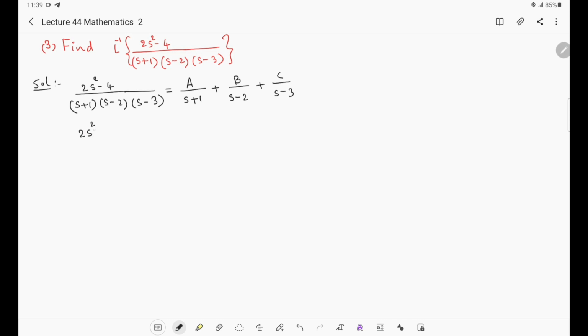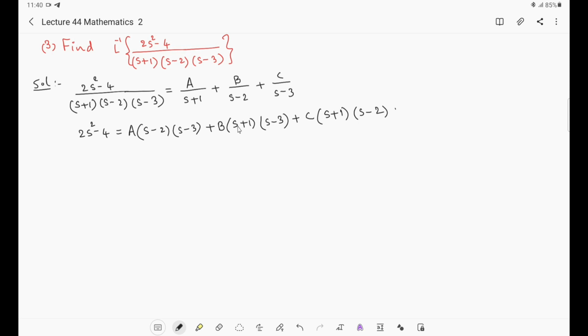So what will remain? 2s square minus 4 equals a into, see, from the LCM, s plus 1 is there, no? This will get cancelled. So (s minus 2) into (s minus 3) we will have here. Then plus b into, s minus 2 will get cancelled, so what will remain? (s plus 1) into (s minus 3) will remain, plus c into, s minus 3 will get cancelled, so what will remain? (s plus 1) into (s minus 2). Right? This method you already know from intermediate. We have discussed this in intermediate.